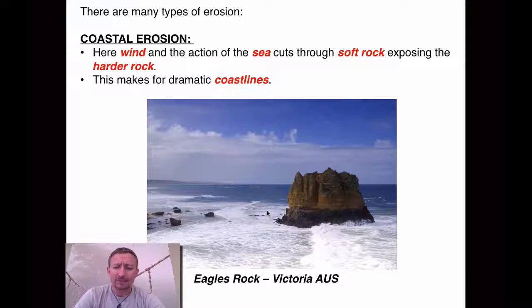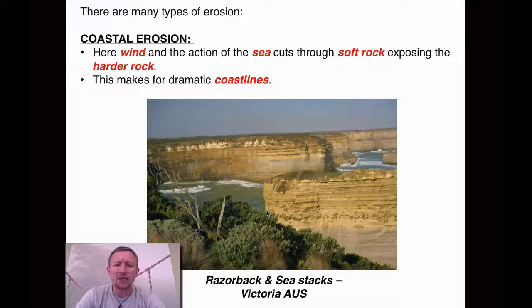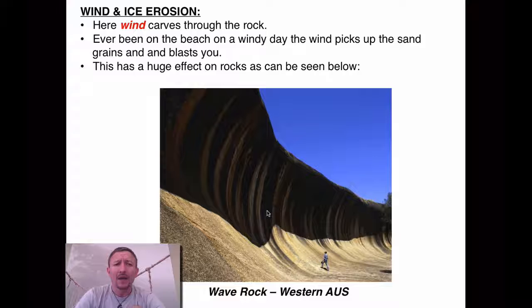Here's Eagle Rock. At one stage this probably would have formed an arch or been joined with another area of rock, but this just happens to be hard enough to withstand the water, so it's the remaining piece left over from the landscape. And you can see how the water has cut in at Razorback and Sea Stacks, again in Victoria. Okay, the next one we've got is the idea of wind.